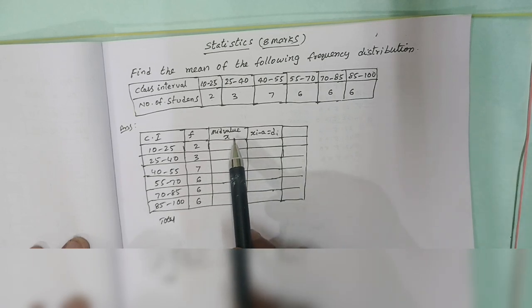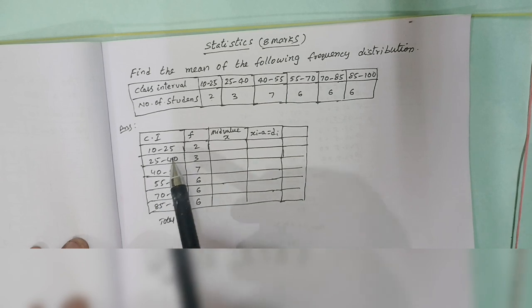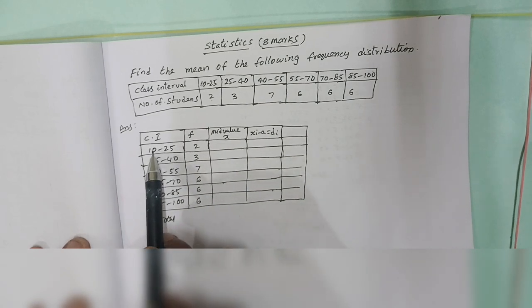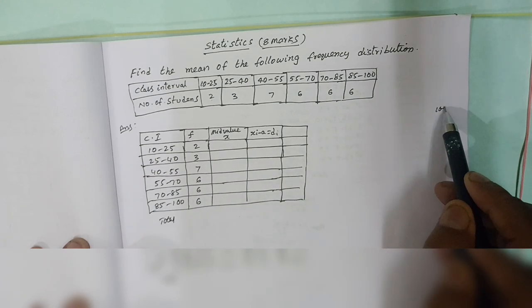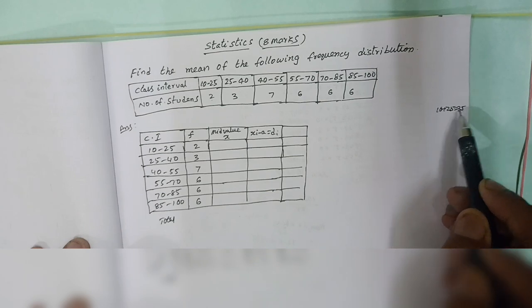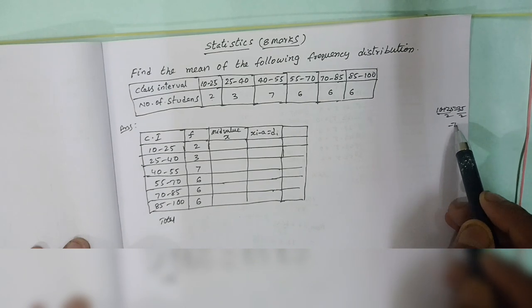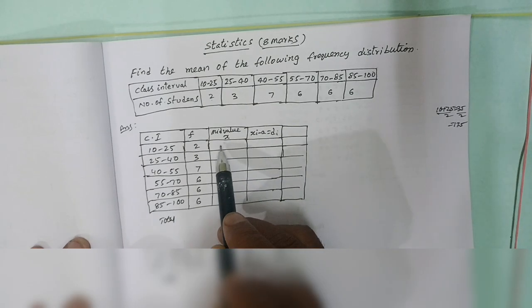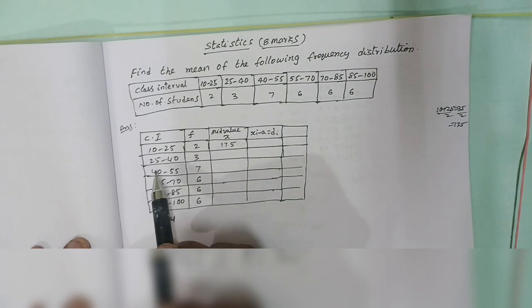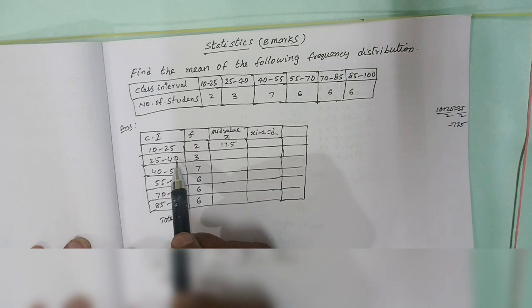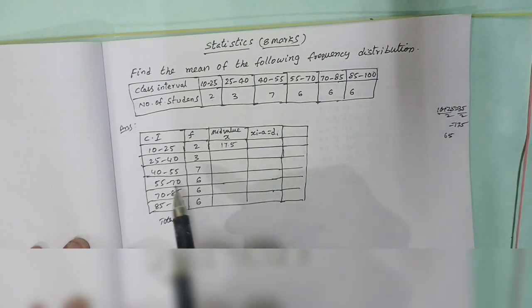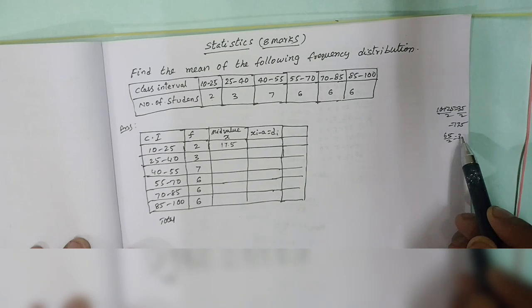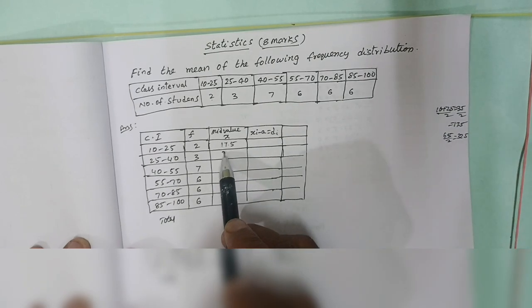Mid value means x. Mid value means the class interval mid value. How can you find it? For 10 to 25, add 10 and 25, that is 35. 35 by 2, that is 10 plus 25 is 35, by 2 is the mid value, 17.5. Here, 17.5. Now 25 to 40. Add 25 and 40, 65 by 2, that is equal to 32.5.